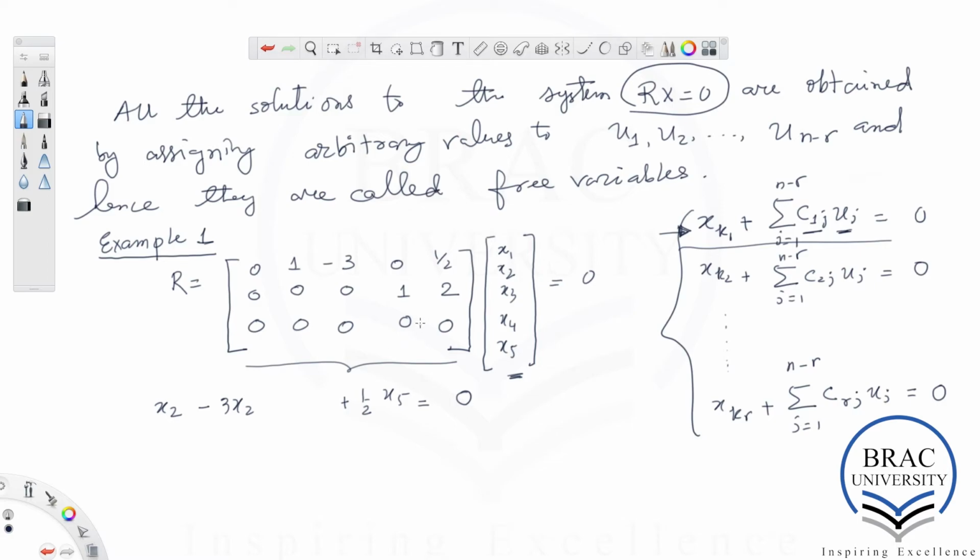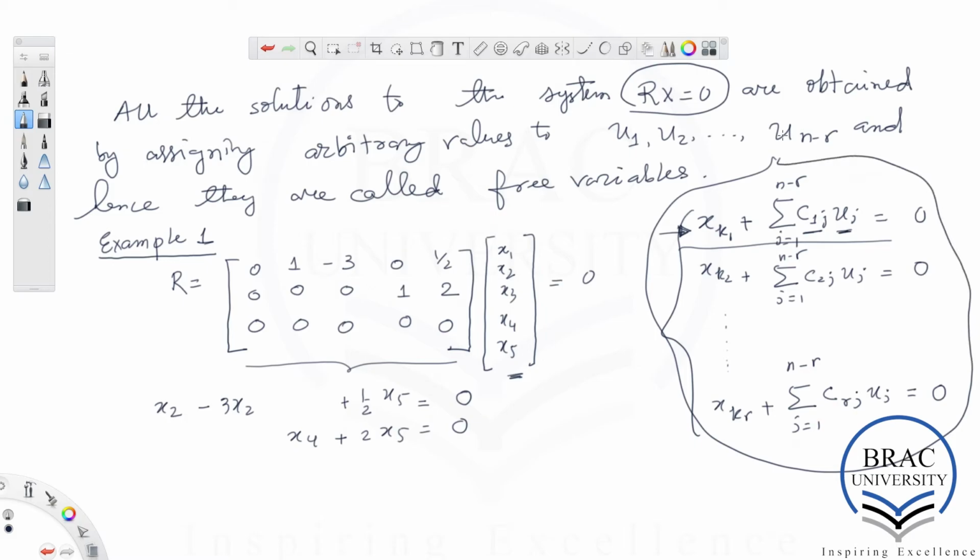The second equation is x4 plus 2x5 is equal to 0. Okay, and the last equation is just the trivial equation, 0 is equal to 0. So we don't write that. So this system takes this form for this particular example of R.